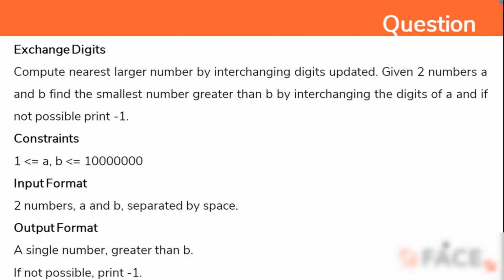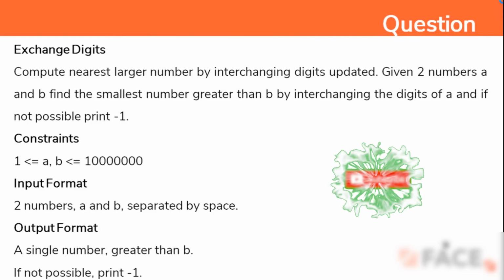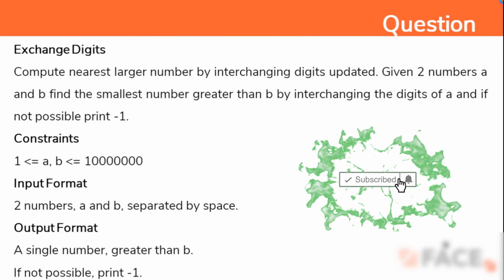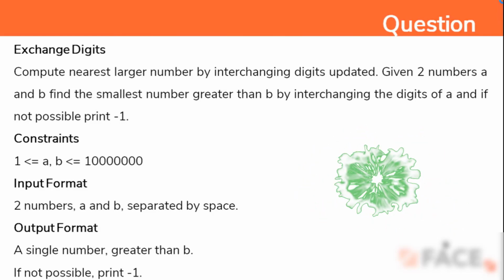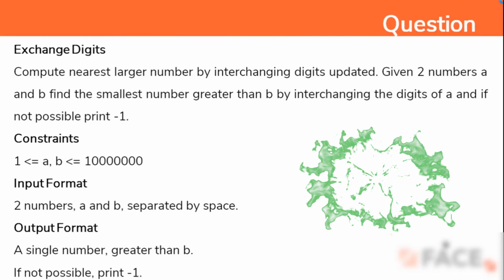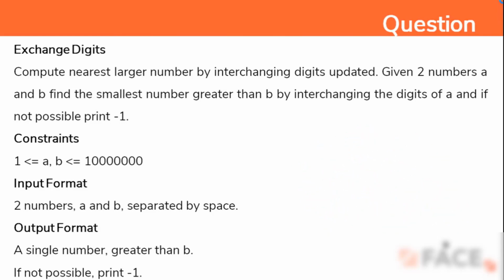First, let's see what this question says. Compute nearest large number by interchanging digit updated. Given two numbers a and b, find the smallest number greater than b by interchanging the digits of a, and if not possible print -1. At first this question might sound unfamiliar, but let's see it more with an example.